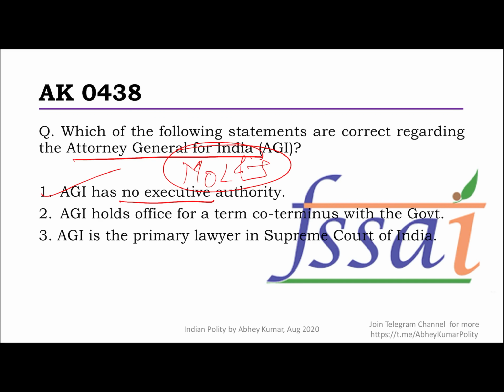Then, AGI holds office for a term coterminous with the government? No, there is no coterminous nature of their work. The term of every law officer is 3 years, which can be extended for a maximum period of 3 more years. Recently, Mr. Venugopal, who is the present Attorney General for India, his term got over on 30th June and he has been given an extension of 1 year. Right? It just happened last month. So if you have been reading, you would know this anyway.